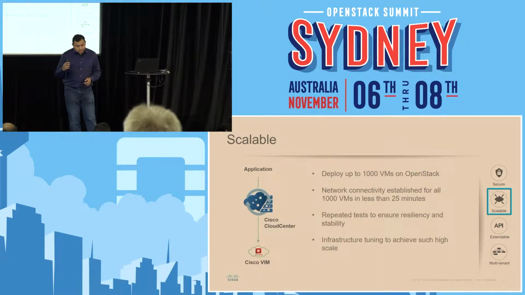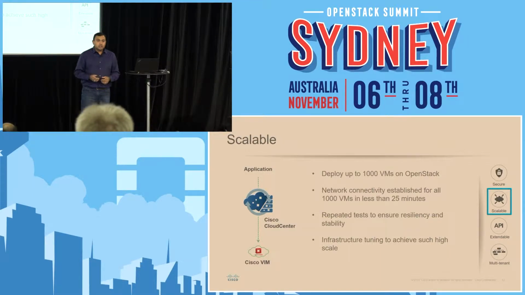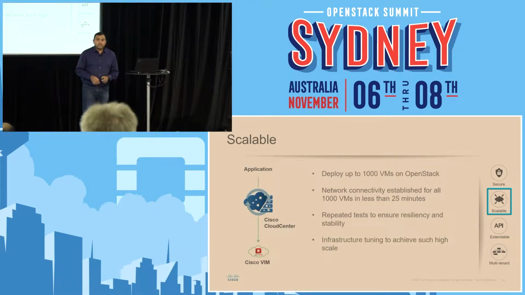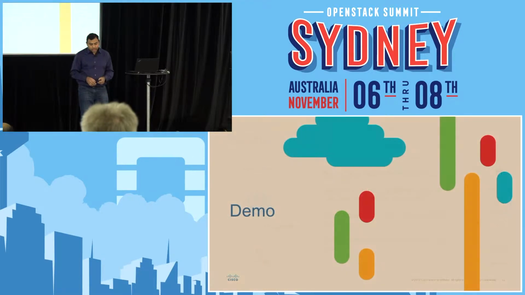It's a repeated number of tests on the same infrastructure without any change, so that there is resiliency, there is stability built into the platform, as well as the interfaces such as APIs and such, so that it's an enterprise-ready solution. Of course, this also has taken us to do a lot of infrastructure tuning to get such high scale and resiliency in the solution. All right, let me show you a demo of how this works.